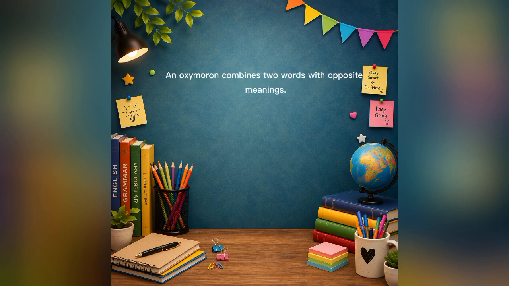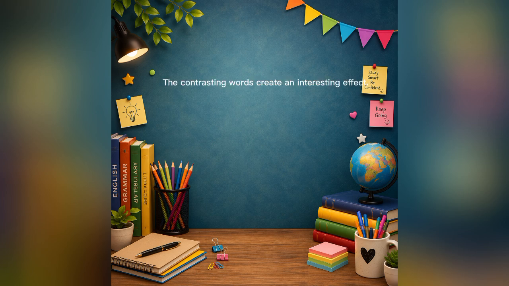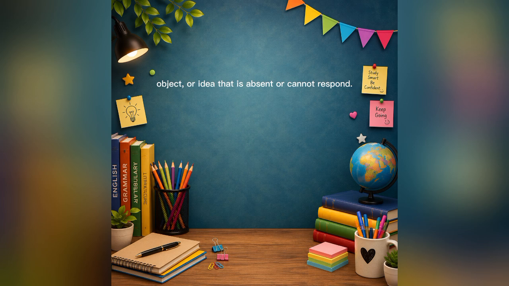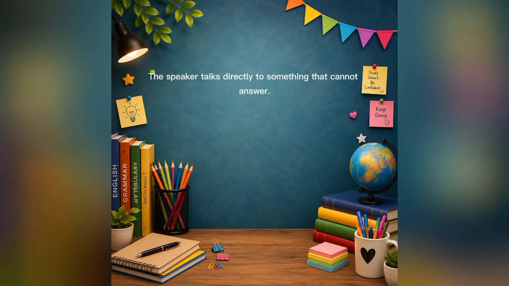Oxymoron. An oxymoron combines two words with opposite meanings. Examples: deafening silence, bittersweet, living dead, open secret. The contrasting words create an interesting effect. Apostrophe. Apostrophe is a figure of speech in which a speaker addresses a person, object, or idea that is absent or cannot respond. Examples: O death, where is your sting? O moon, guide me through the night. The speaker talks directly to something that cannot answer.